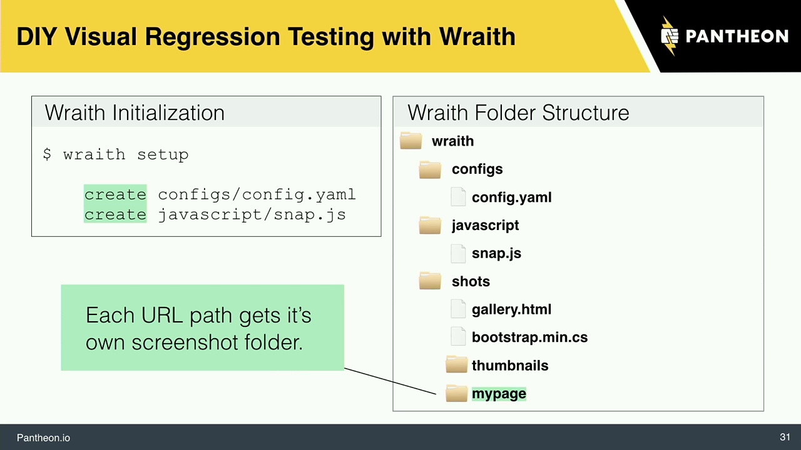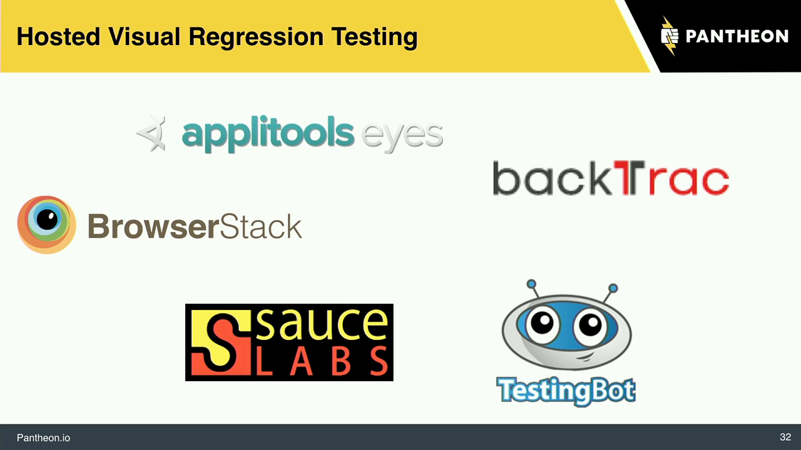To set this up, you can do this yourself, no problem. The best tool to do this is a tool called Wraith that was developed to make this happen. It's a command line tool. You do a little bit of configuration, you set up your URLs, and it'll go out and take snapshots of those particular pages and then do comparisons with them. There are, of course, also a bunch of hosted services that you can use as well: Applitools, BrowserStack, Sauce Labs, Backtrack, which I'll show off, that actually do this testing as well.